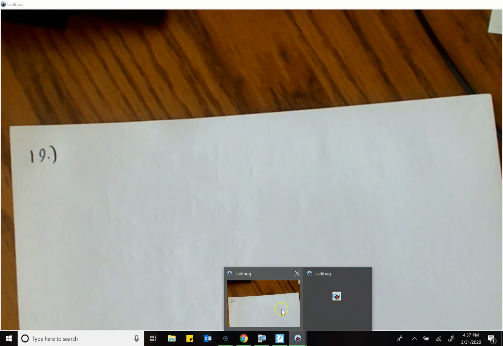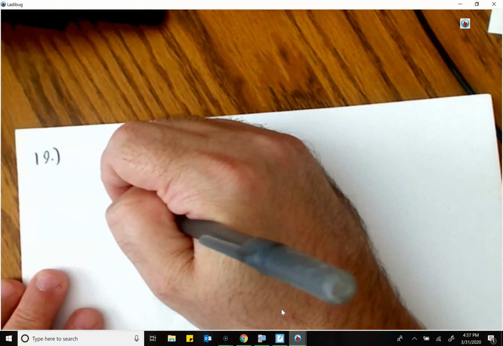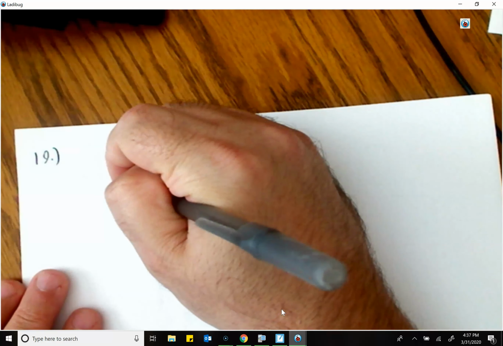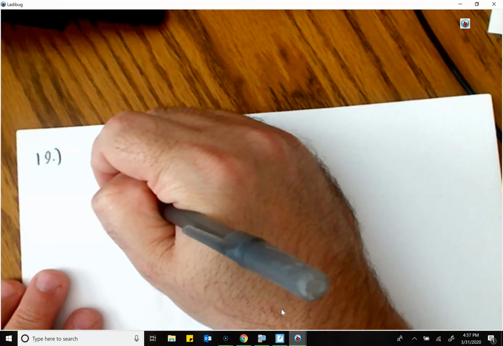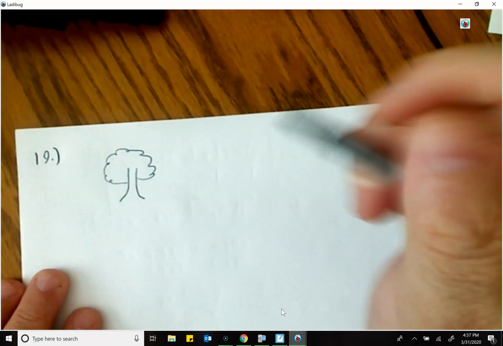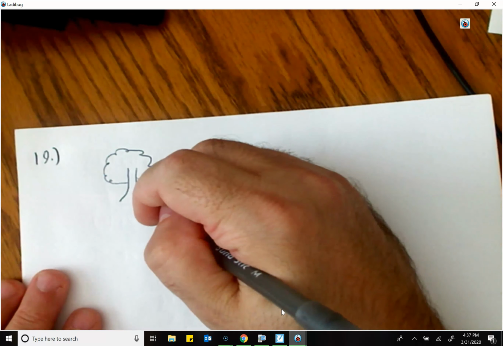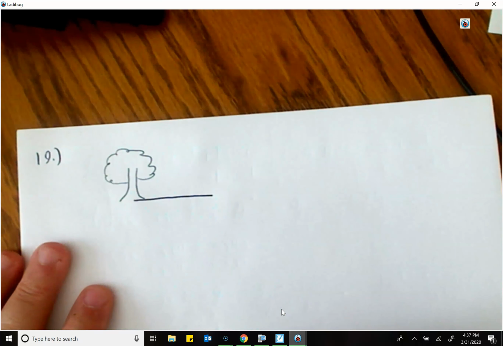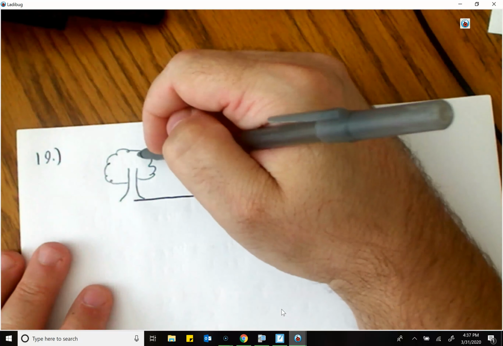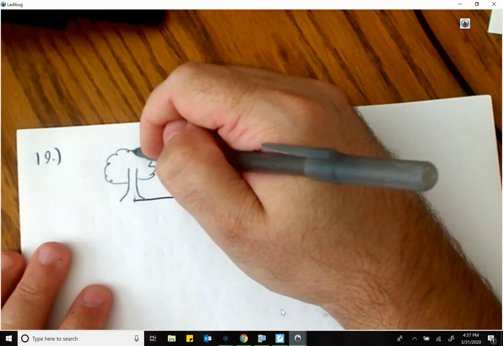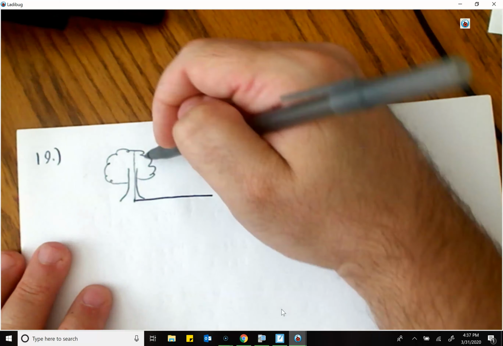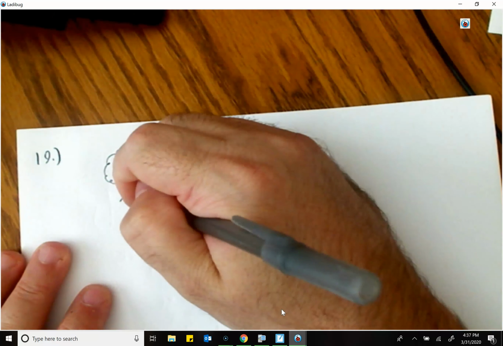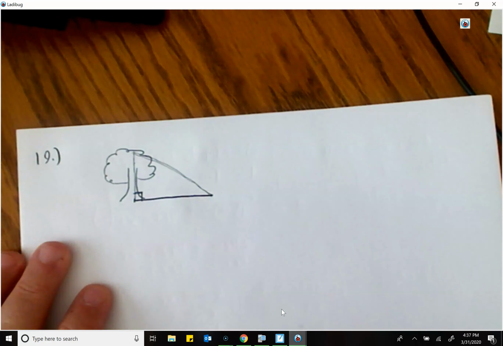So if we go into our paper, it says we got a tree. So I'm going to draw a tree. So here's my tree. And it's got a shadow along the ground. So there's my tree shadow. It says it forms a right triangle. So there really is a right triangle here. There's this guy all the way out to there. See, there's my right triangle, and that's the right angle that's right there.